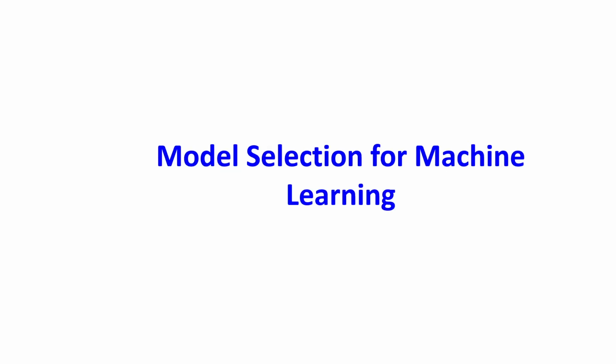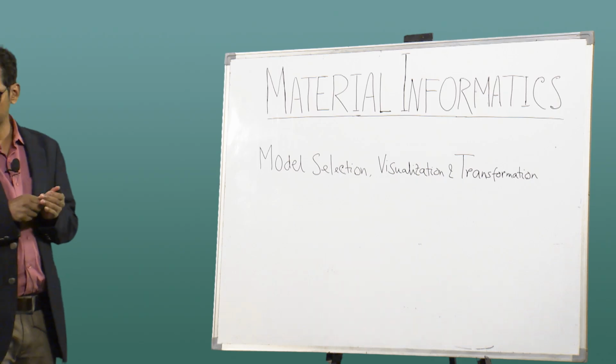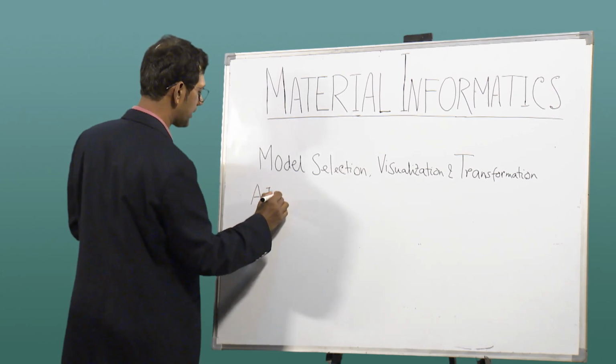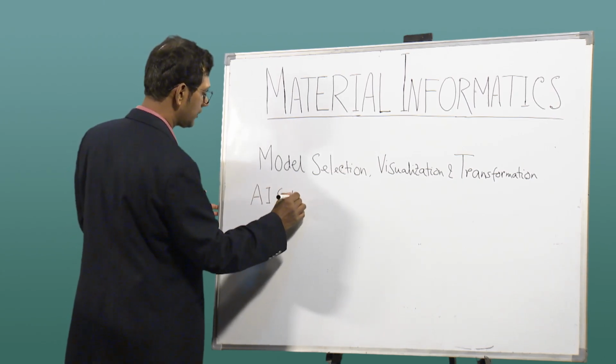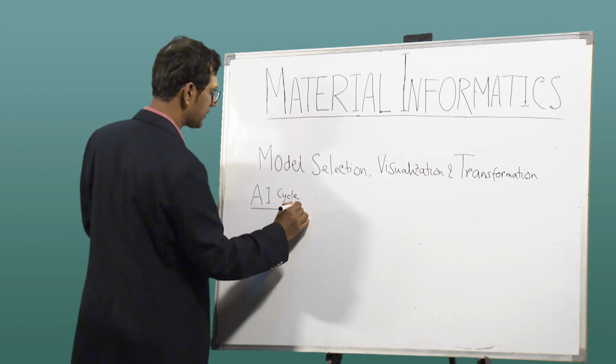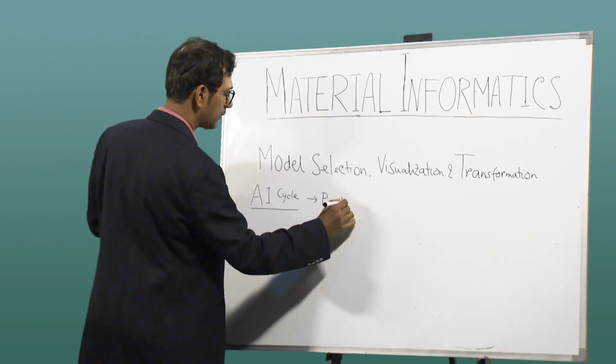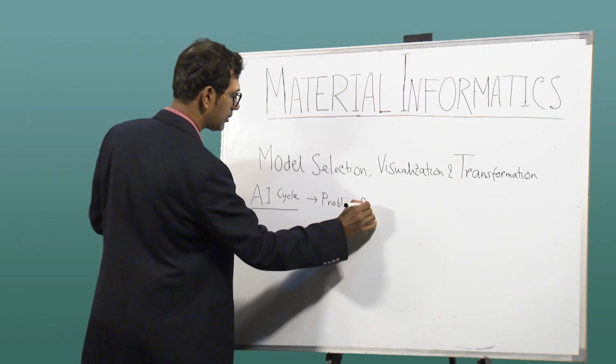Well, if you look at the AI cycle, what do you do first? First thing you have to do in the AI cycle is what is known as problem scoping. Okay, you have to first understand the problem. In the AI cycle, as a part of this, first you define what is known as problem scoping.